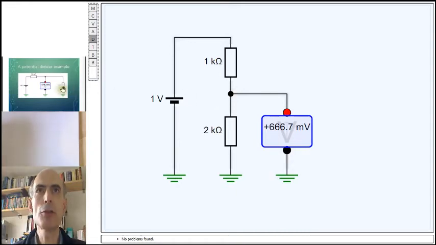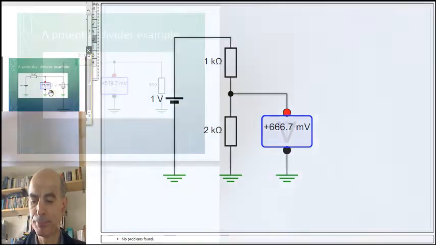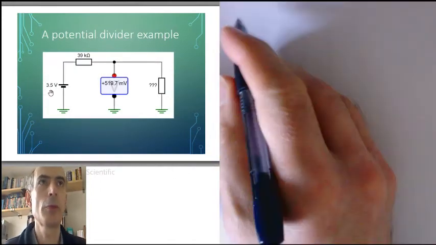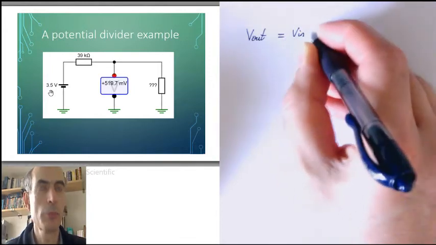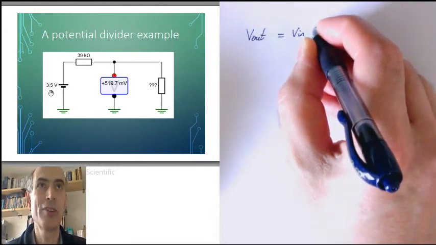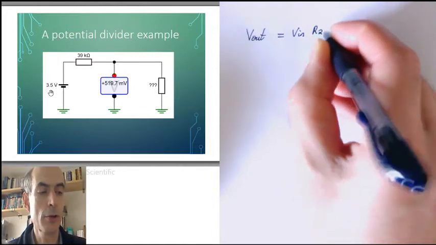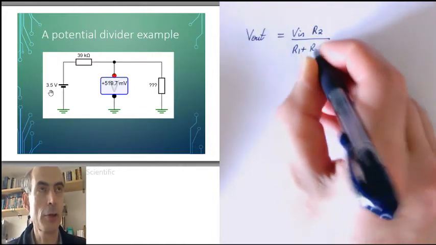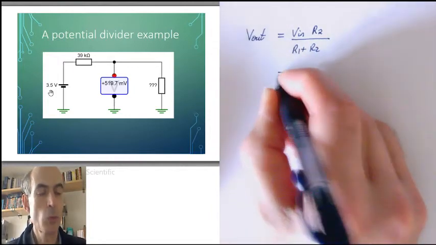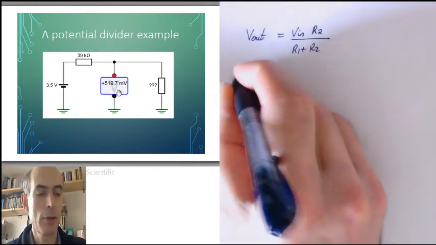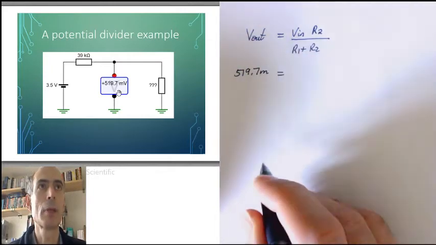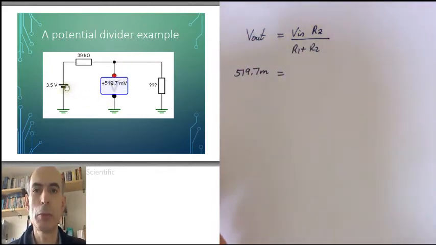Okay, back to the circuit itself and the problem. We can apply our potential divider equation, which tells us that Vout equals Vin times the resistance between the output and ground, which I'll call R2, divided by R1 plus R2. In this case here, we know Vout. Vout is being measured by this voltmeter. It's 519.7 millivolts. We know Vin. Vin is what's coming from this voltage cell here, 3.5 volts at this point in the circuit.